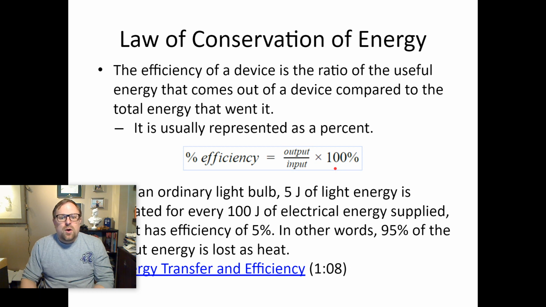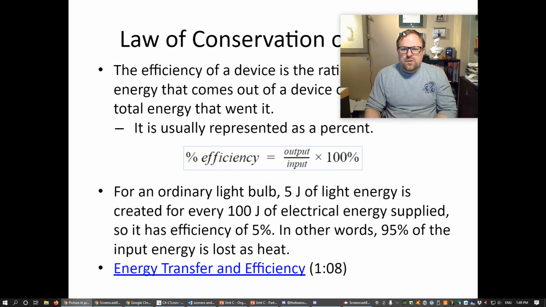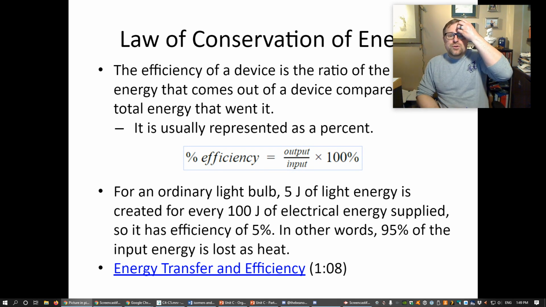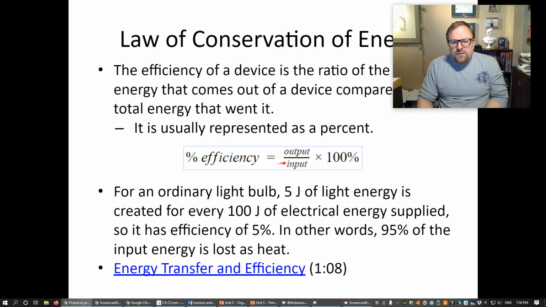So I'm going to just slide this over here. In this example, for an ordinary light bulb, I'm thinking of an incandescent light bulb, which we don't have many of around anymore. They have that little coil of metal inside them. 5 joules of light energy is created for every 100 joules of electrical energy supplied. So that would be 5 joules on top divided by 100 joules on the bottom. Multiply that by 100, you get an efficiency of 5%.